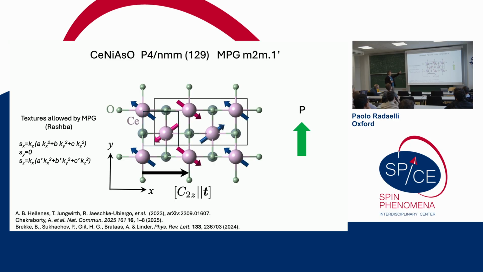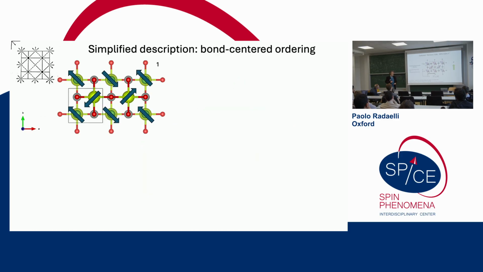Okay? So in the point group, it has T symmetry. So if you look at the textures allowed by the magnetic point group, they are the Rashba type textures, as you expect, because it's polar. So it has two components, XX and XZ, and SY is 0 in this case. Now, I take the structure, and so that's the structure.